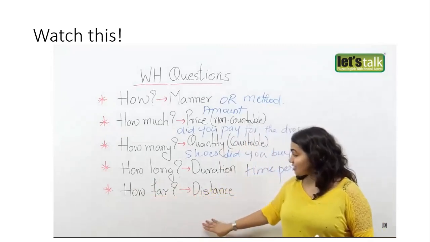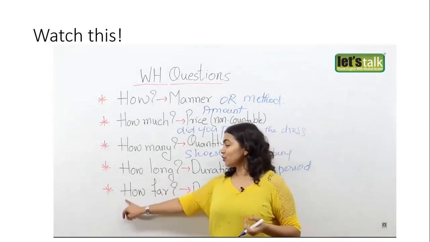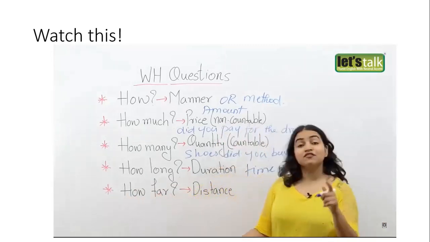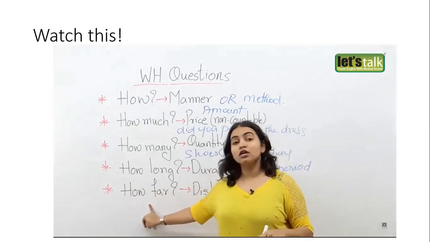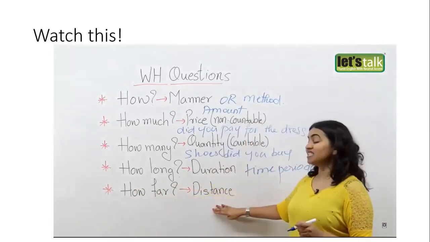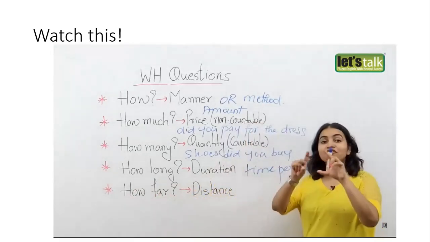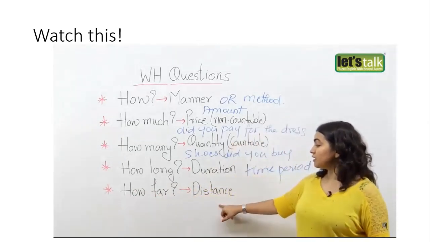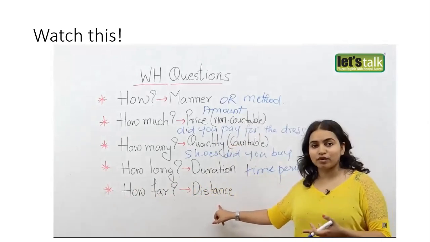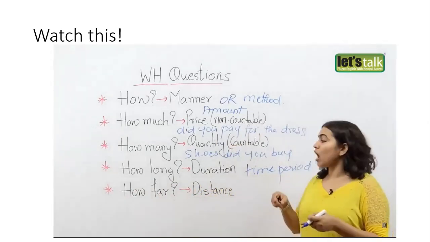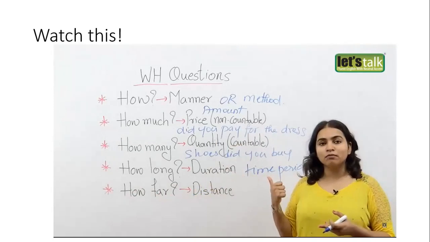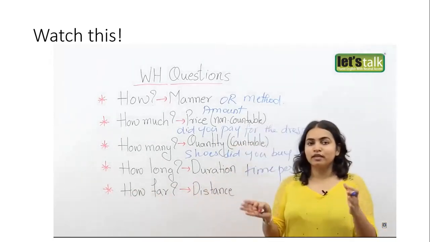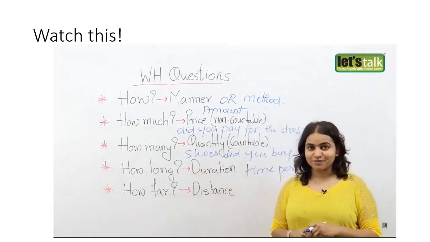And our next question using the word how, when it is followed by the word far, we are always talking about the distance. I mean the physical distance. So I can say, how far is the local bakery from your house? Or how far do you live from the airport? So we're talking about the physical distance between two specific areas.